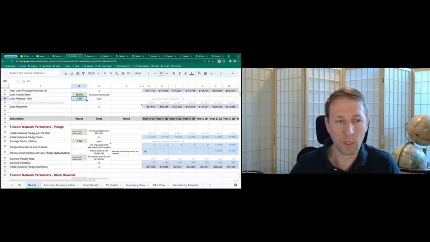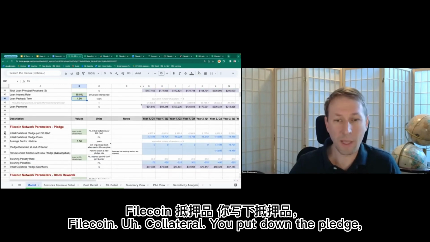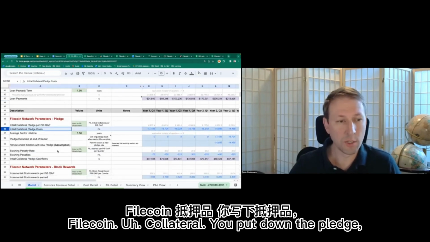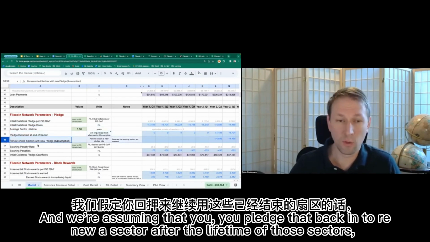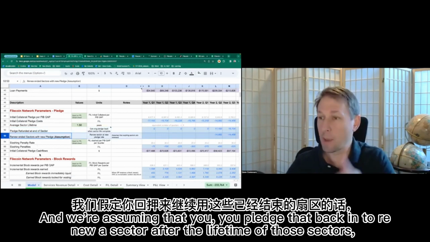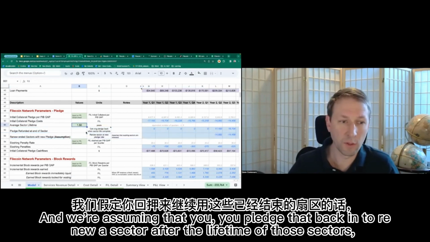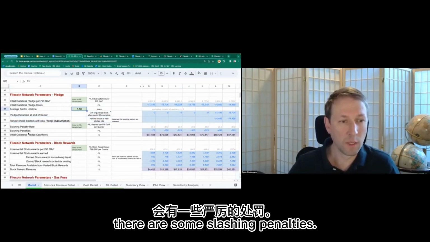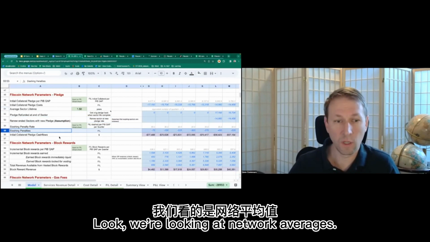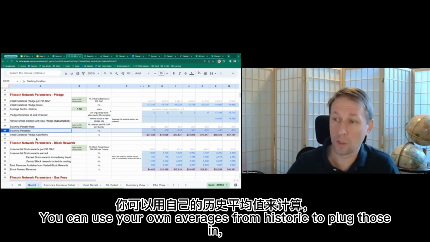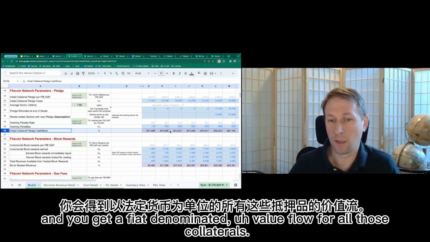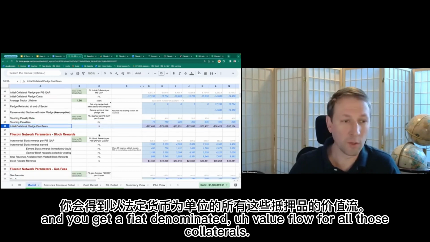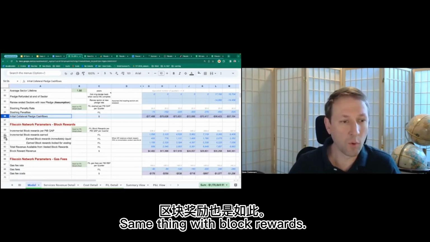It'll be more helpful. Filecoin collateral, you put down the pledge. When the sector ends, you get pledge back, and we're assuming that you pledge that back in to renew a sector after the lifetime of those sectors. There are some slashing penalties. We're looking at network averages. You can use your own averages from historic to plug those in, and you get a fiat denominated value flow for all those collaterals.